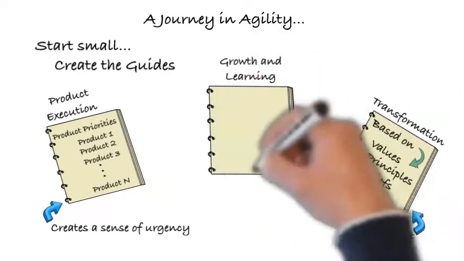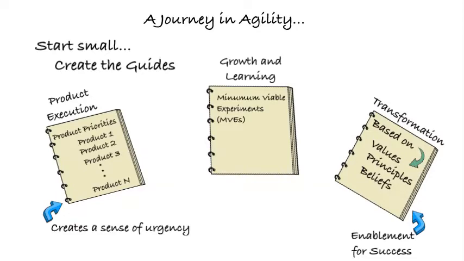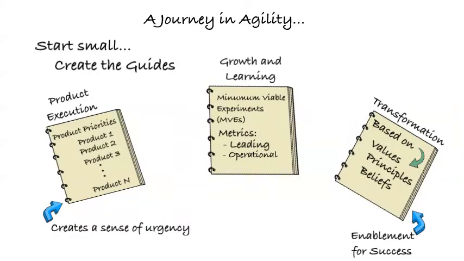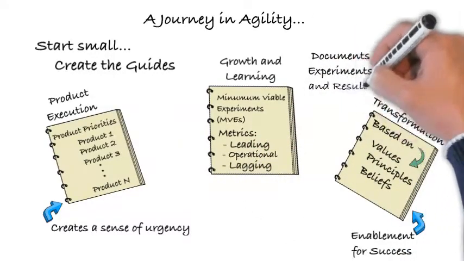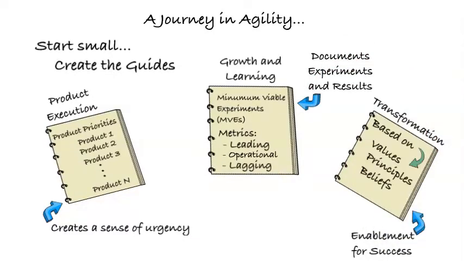Finally, we get to the growth and learning guide. This guide documents our minimum viable experiments, or MVEs. It also includes the metrics we've been recording, such as leading, operational, and lagging indicators. The intent of this guide is to document the experiments we've run and the results of those experiments throughout our Agile transformation.